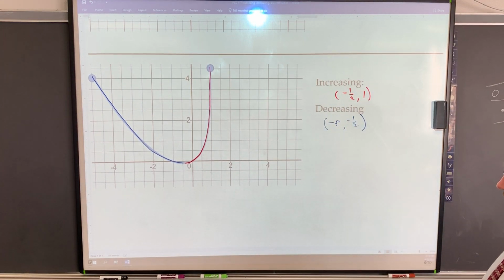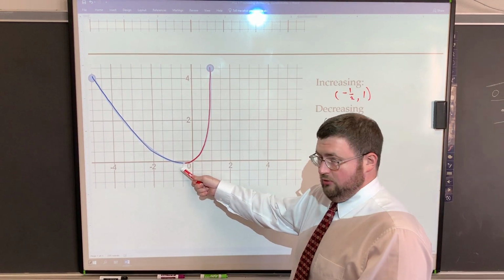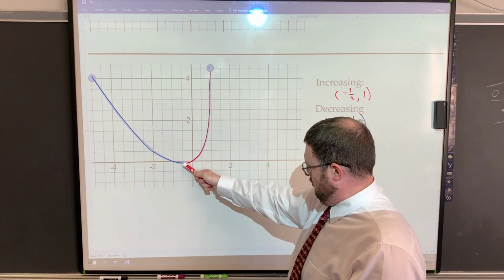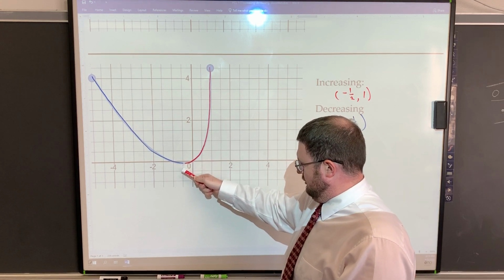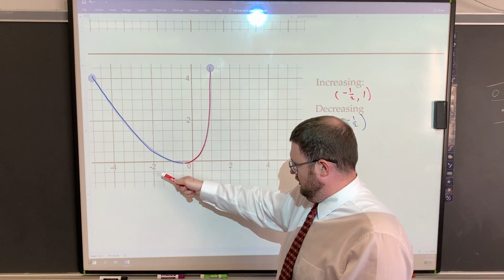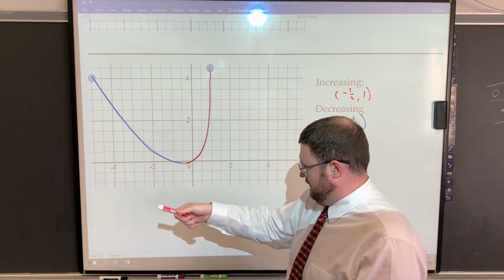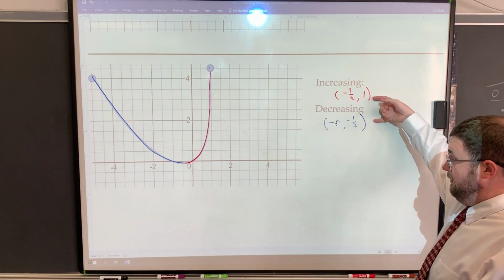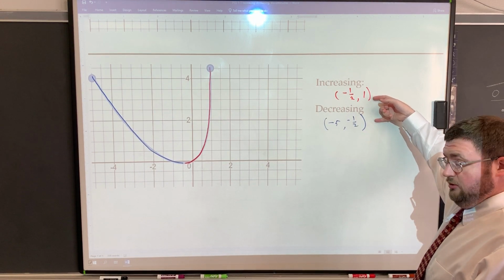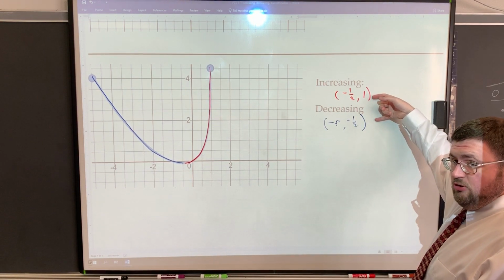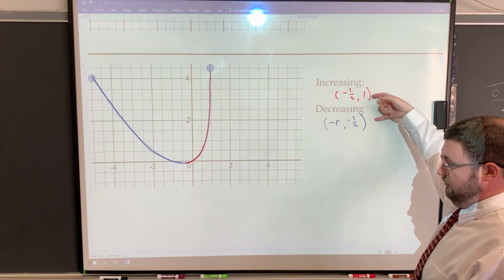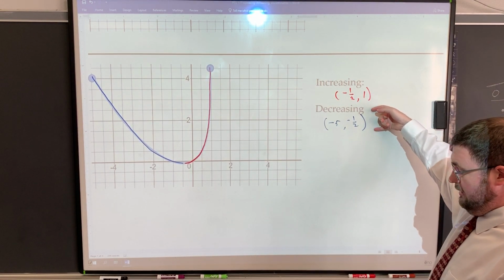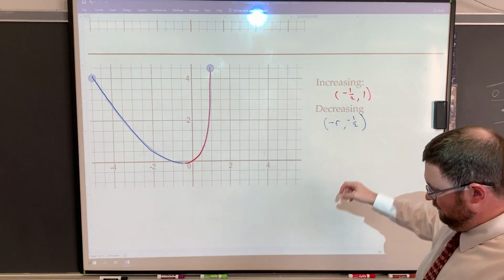One thing that I do want to mention is why this is 1/2 and not 1. Remember that this is 2 right here, and there's 4 lines total that 2, so this is counting by 1/2. 1/2, 1, 3/2, 2 in the negative direction. This does look kind of like an ordered pair, but you need to know that this is not an ordered pair. This is a domain in interval notation, the domain across which the graph is increasing and the domain across which the graph is decreasing.